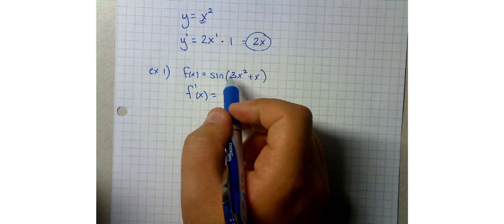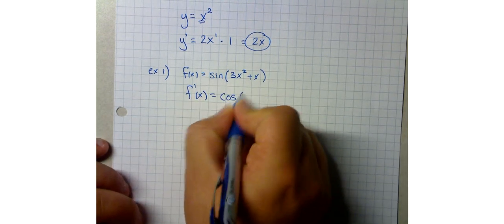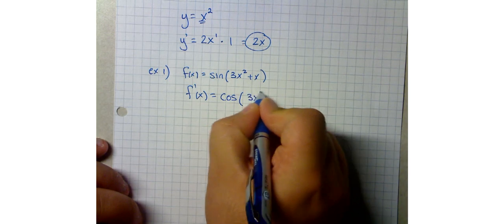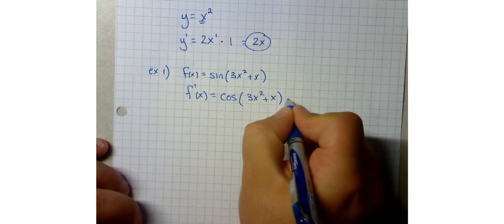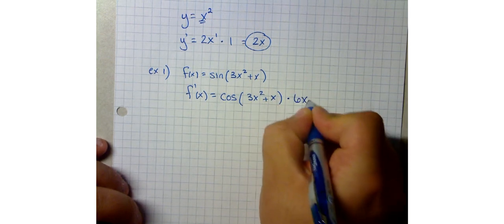So we take the derivative of the outside function. What's the derivative of sine? Cosine. We keep the inside function the same, and we multiply by the derivative of the inside function, which is 6x plus 1.